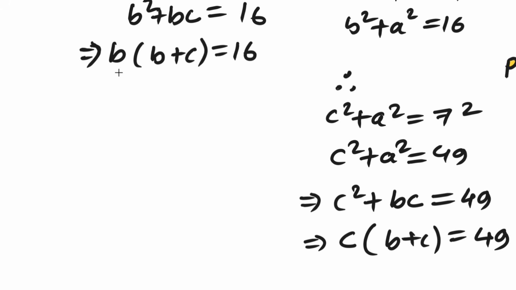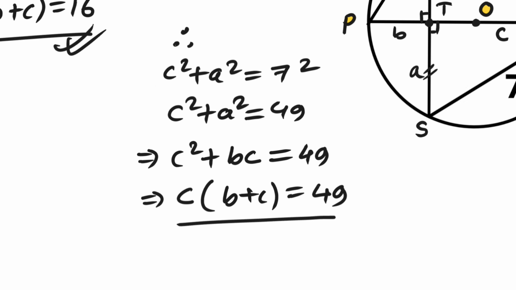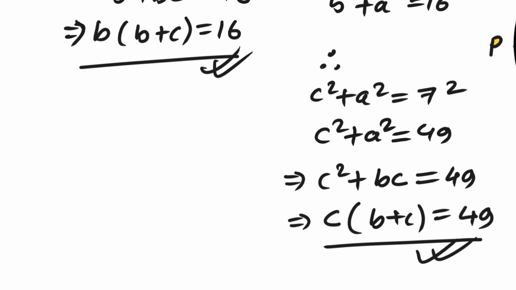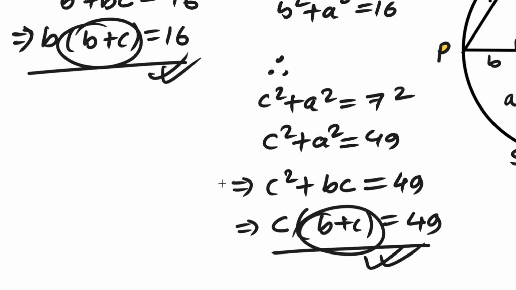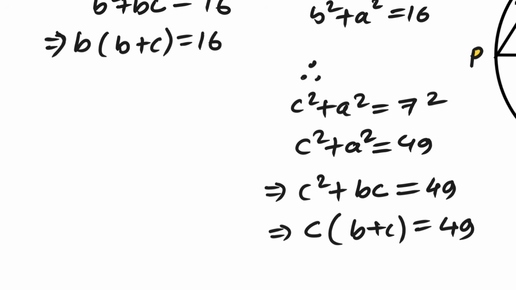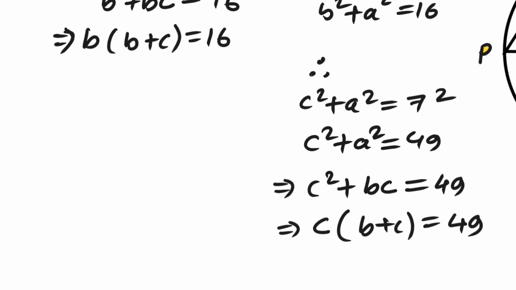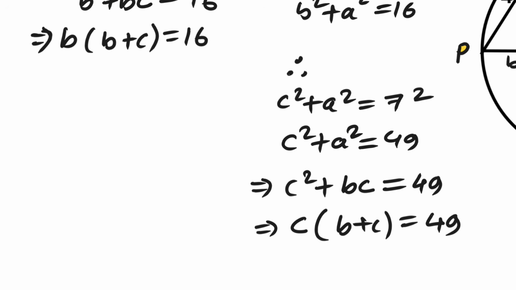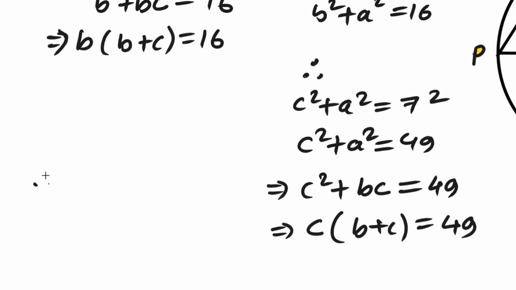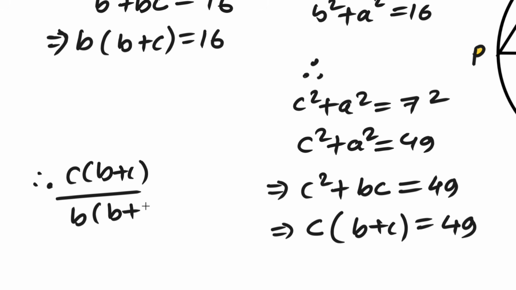Now we have two very useful equations. The first is b multiplied by b plus c equals 16, and the second is c multiplied by b plus c equals 49. Notice that both equations contain the same factor, b plus c. That is exactly what we want, because b plus c is the entire diameter. If we divide the second equation by the first equation, the common factor, b plus c, cancels.